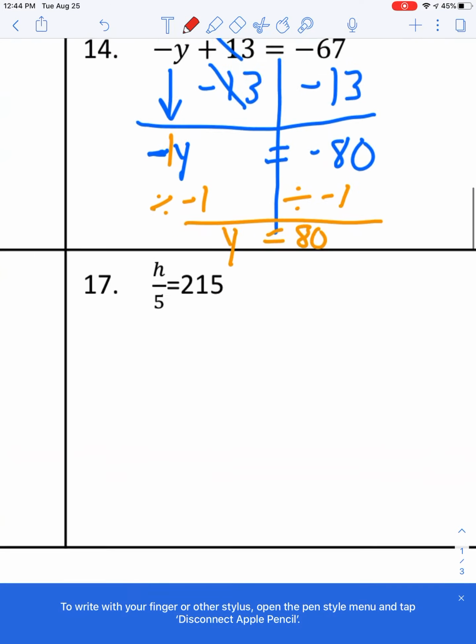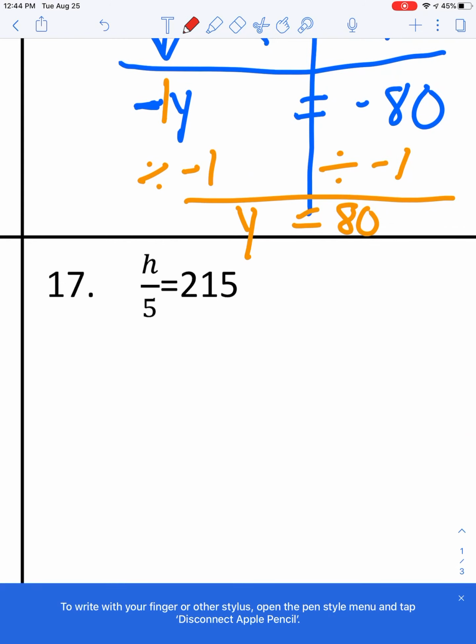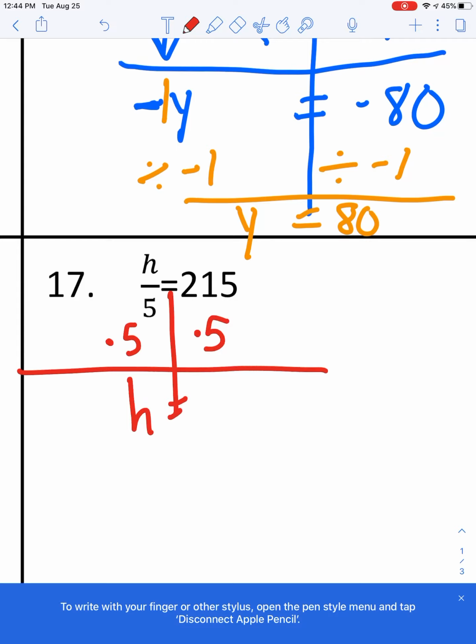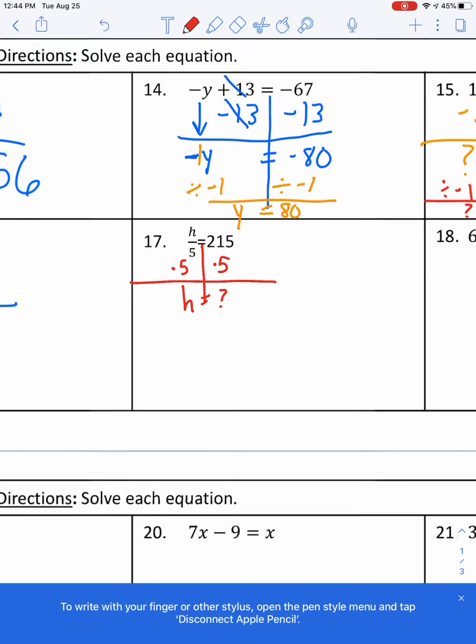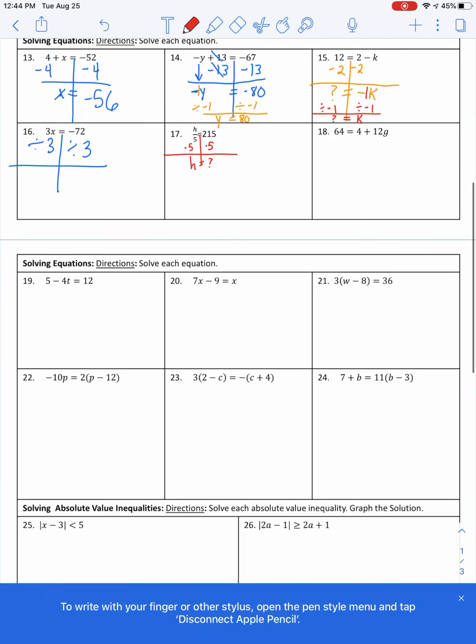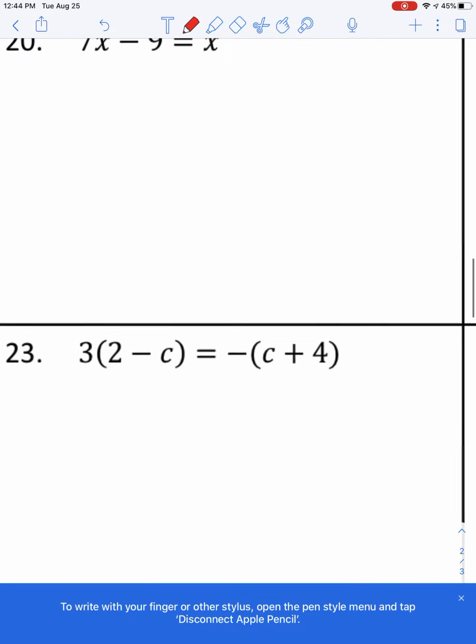Number 17 might throw you a little bit. To get rid of divide by 5, you're going to multiply by 5 on both sides. That dot means multiply, not a decimal. So you'll get h equals something. And again, it's your responsibility, you go ahead and finish that, okay? 19 through 24 is the same way. Let me get you set up on number 23.